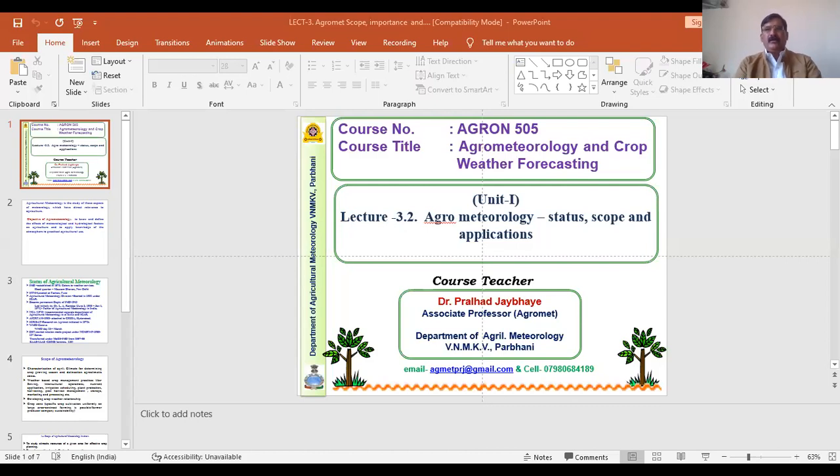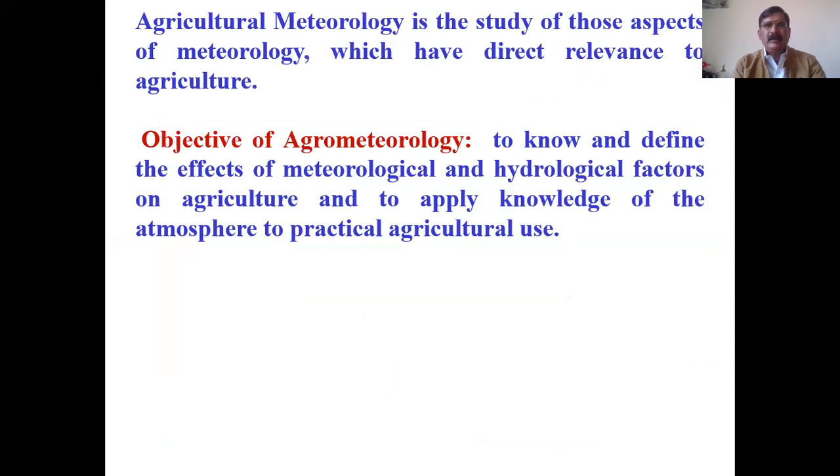So agrometeorology status, scope and application is the content of today's lecture. As we have seen in the last lecture, agricultural meteorology is the discipline which studies those aspects of meteorology which have direct relevance to agriculture. So agricultural meteorology is defined as the study of those aspects of meteorology which have direct relevance to agriculture.